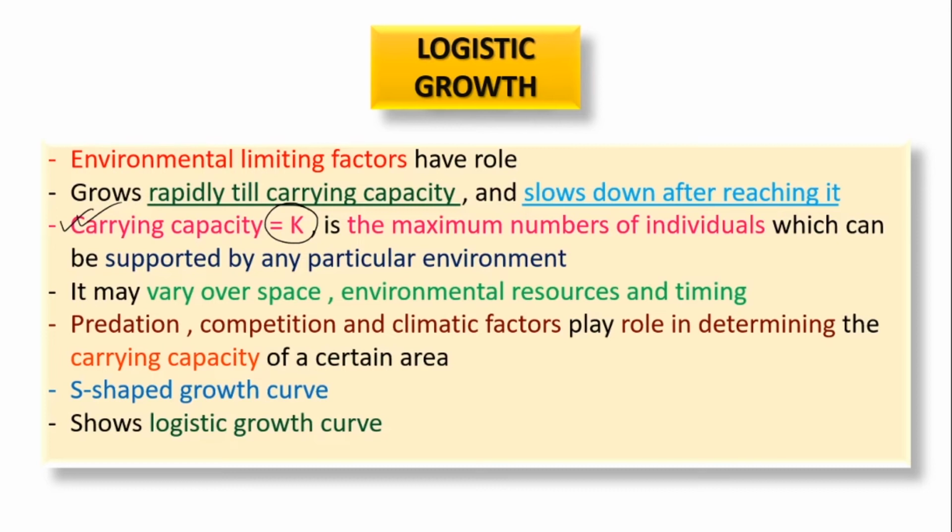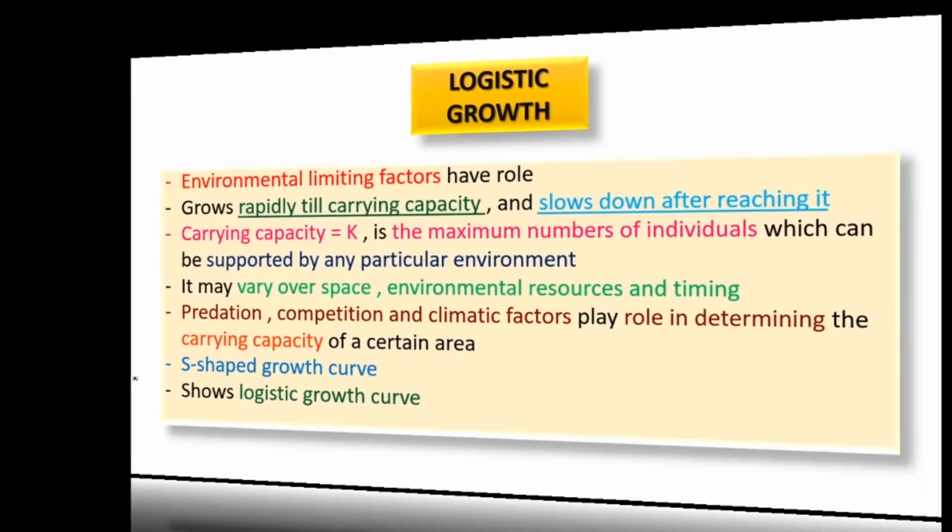And the biotic factors are predation, competition, mutualism. That means the relationships among the individuals, which may be intraspecific or interspecific relationships. And here the population will show an S-shaped growth curve type.